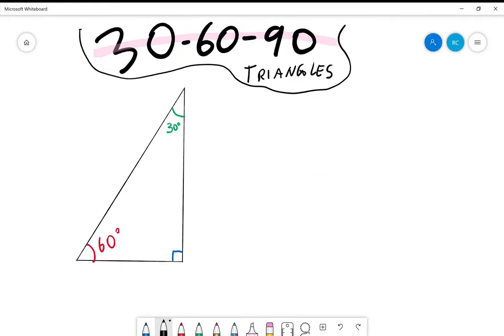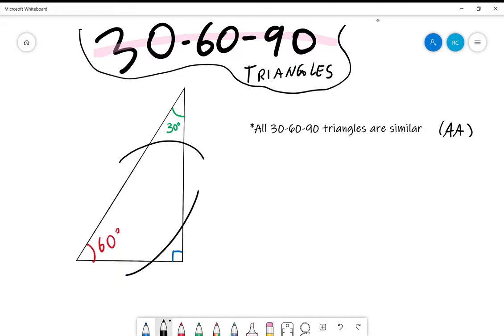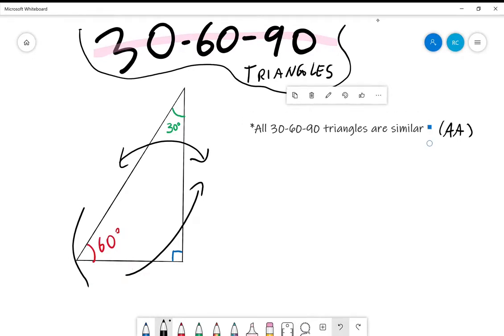Just like the 45, 45, 90 triangle, I think it's pretty easy to see that all 30, 60, 90 triangles are similar, right? We know that by angle, angle. So once we understand the proportions, once we know what you multiply by to get between the different sides, then we will know what those proportions are for every single 30, 60, 90 triangle in the universe.